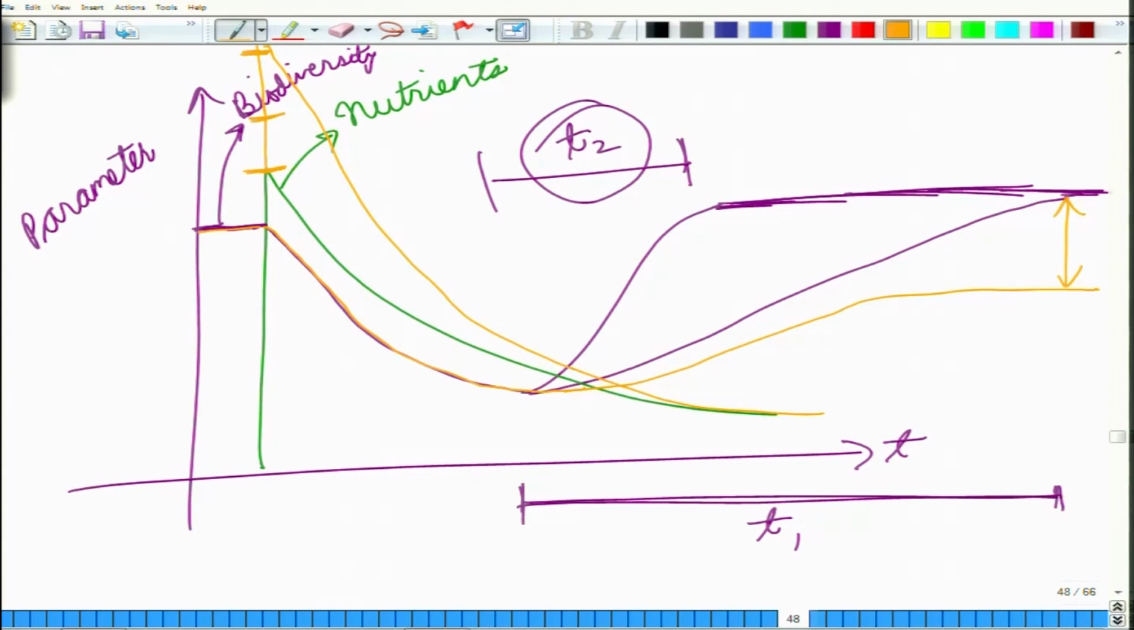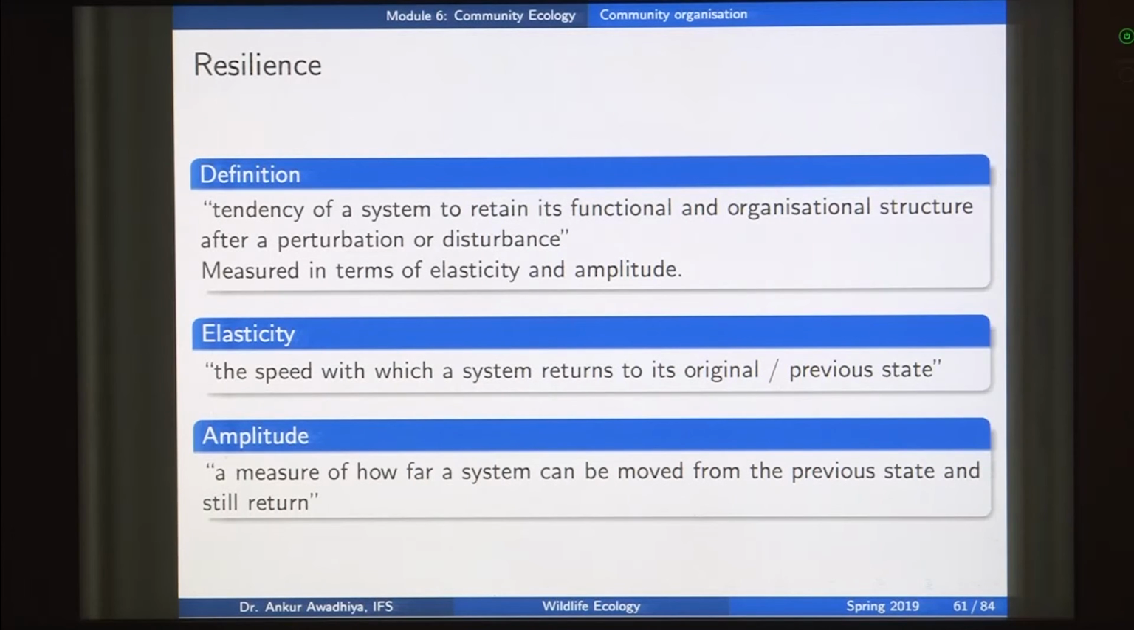So, what is the maximum value of disturbance that you can apply and still the system will be able to come back to the normal state? In this case, suppose it goes down and is able to come back. What is this maximum level of disturbance that the community will be resilient to? That is measured by this term called amplitude: how far a system can be moved from the previous state and still return back.